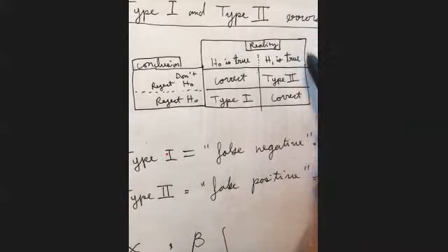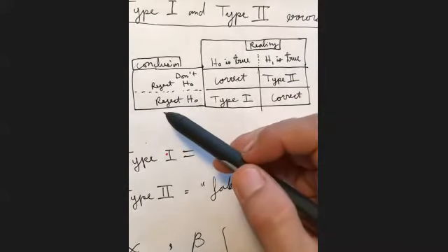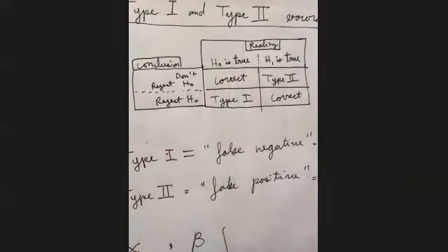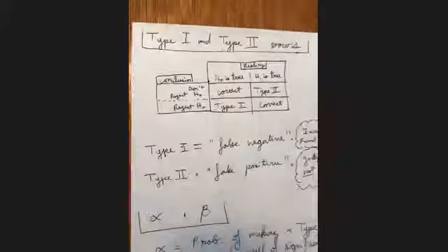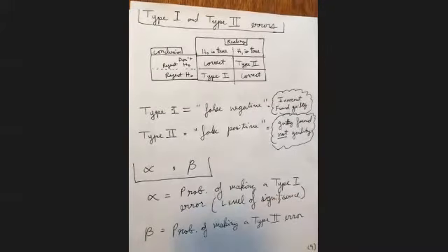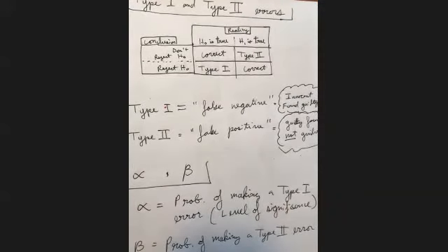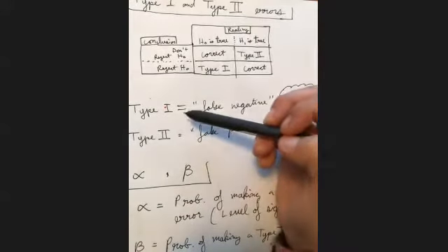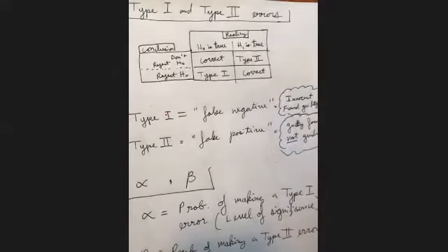Conversely, we could say H1 is true, but we reject the null hypothesis, which makes sense, and that would be a correct conclusion. I know I didn't do the best job explaining that, so let me try to make this a little bit clearer. So, type 1 error. What is a type 1 error?